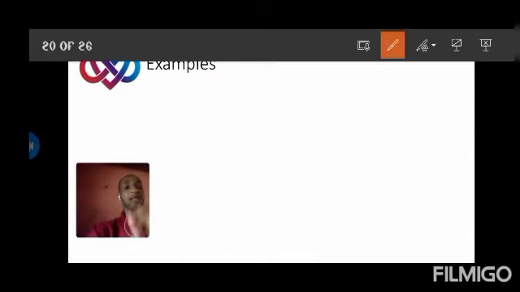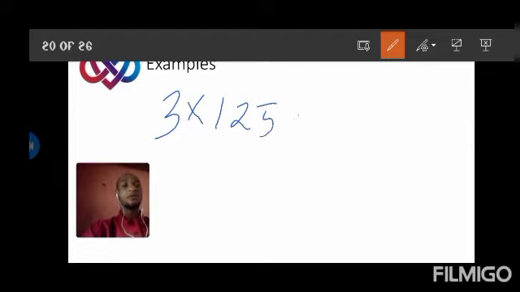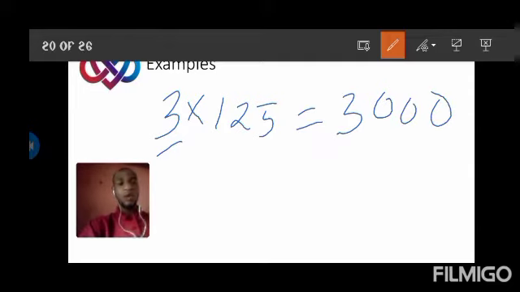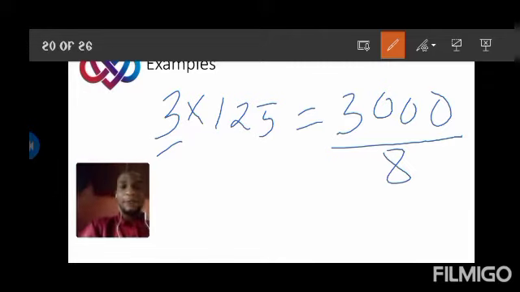So let's take some examples. Let's take a number at random. Let's assume we have 3 multiplied by 125. The law says I pick this number 3 and add 3 zeros to the back: 1, 2, 3. Then I will divide by 8. I believe that is a little bit clearer. Dividing it by 8 is now a simple division.